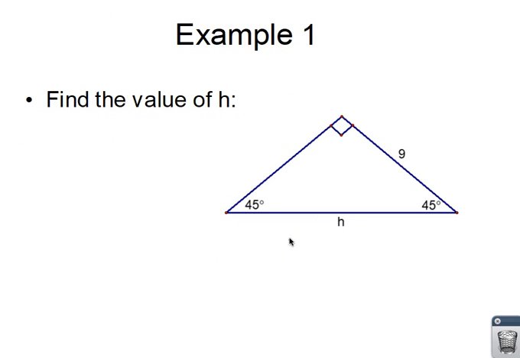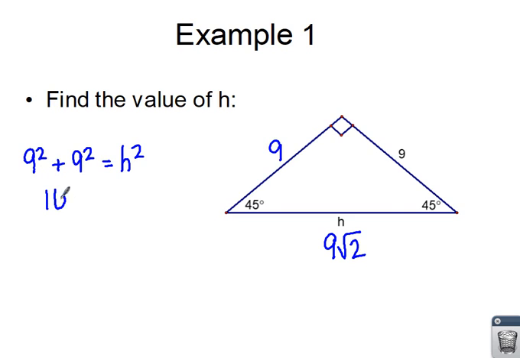Alright, so let's try this. It's a 45, 45, 90. So that means if this one's 9, then that one's 9. And h is 9 root 2. And if you don't believe me, do some math to it. 9 squared plus 9 squared equals h squared. This is 81 plus 81 is 162. And then you take the square root of both sides, and you should get 9 root 2. Either way it works, it's just my way's a little quicker.